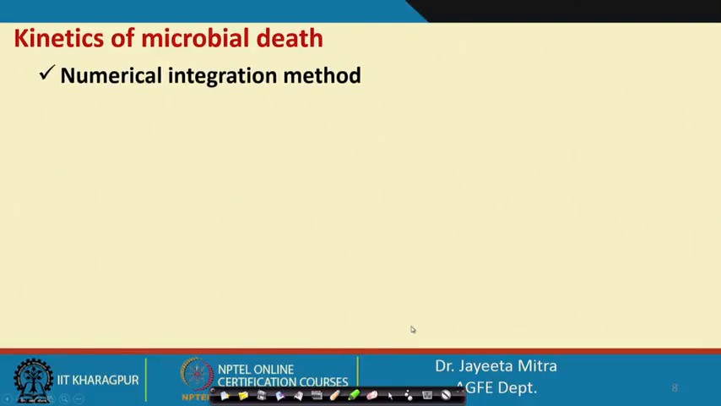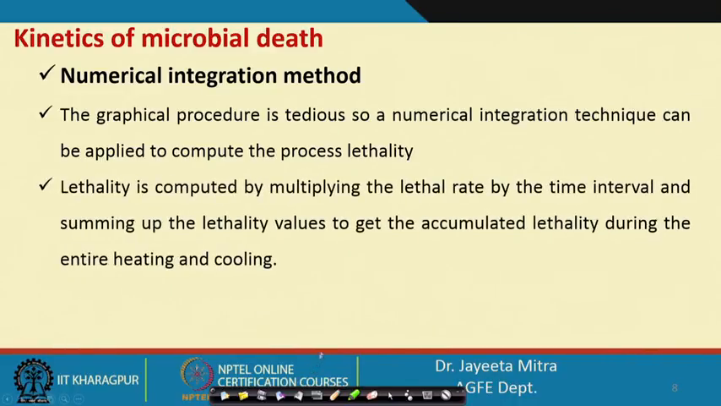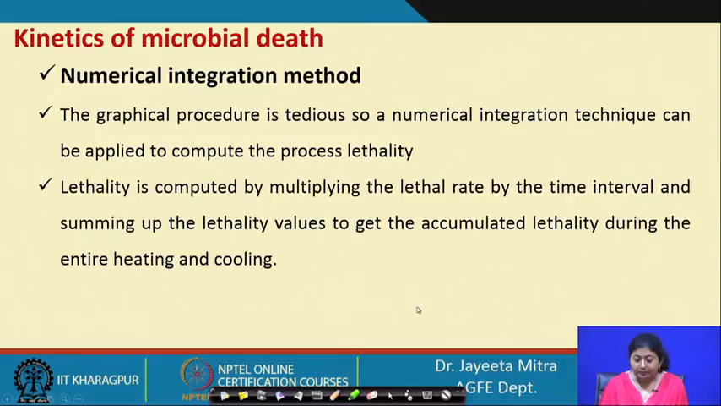Now, since the graphical method is very tedious, the easy method for this process calculation, in case of this unsteady heat treatment, is the numerical integration method. So, what we do is lethality is computed by multiplying the lethal rate by the time interval. We take a very small time interval and the average lethality at each time combination is multiplied with that to get the accumulated lethality during the entire heating and cooling.